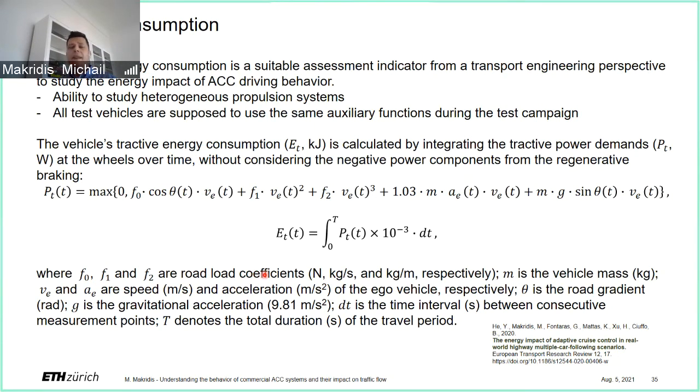It's the resistances on the road, inertia, air drag, etc. It's fixed values. The mass of the vehicle, which is a fixed value. And then we have the speed and the acceleration. And by integrating over a trajectory, we have the total energy consumption.